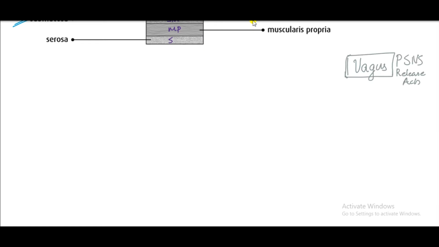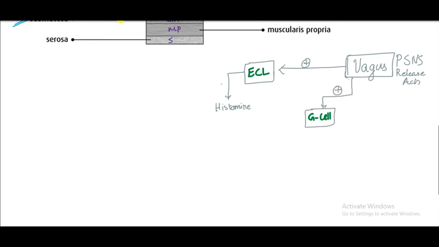Okay, the vagus is a part of the parasympathetic nervous system, and it releases acetylcholine. It gives positive feedback on ECL cells, and they secrete histamine. And the vagus also gives positive feedback to the G cell. It secretes gastrin. And the vagus gives positive feedback to parietal cells and helps in the release of HCl. It helps in the acidic condition of the stomach.